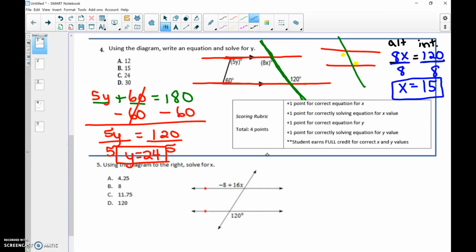And let's check our rubric, make sure we did everything. 1 point for the correct equation for x, that'd be right here. 1 point for correctly solving it for x. There's my answer right there. 1 point for the correct equation for y. That's this guy right here. 1 point for correctly solving. And there's my answer right there. So try and show your work. Even if you get it wrong, at least you can get some of these points if you do some of it correctly. So that's problem number 4.